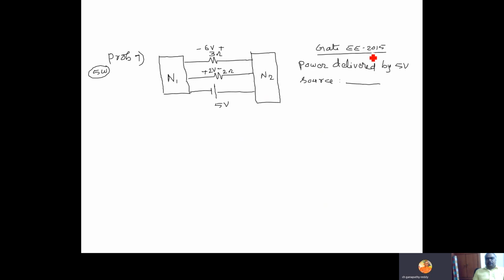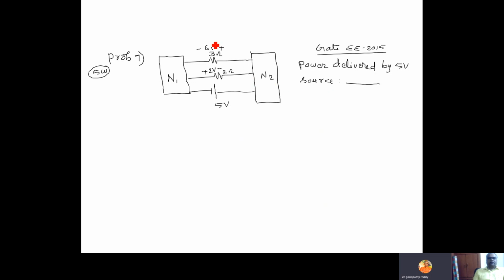This is also GATE EEE 2015: power delivered by the 5 volt source. There are 2 boxes, N1 and N2. Don't worry what is inside. N1 and N2, 2 boxes connected with 3 elements: a 3 ohm resistor, a 2 ohm resistor, and the source. What is the voltage here? 6 volts. The voltage here is 2 volts.